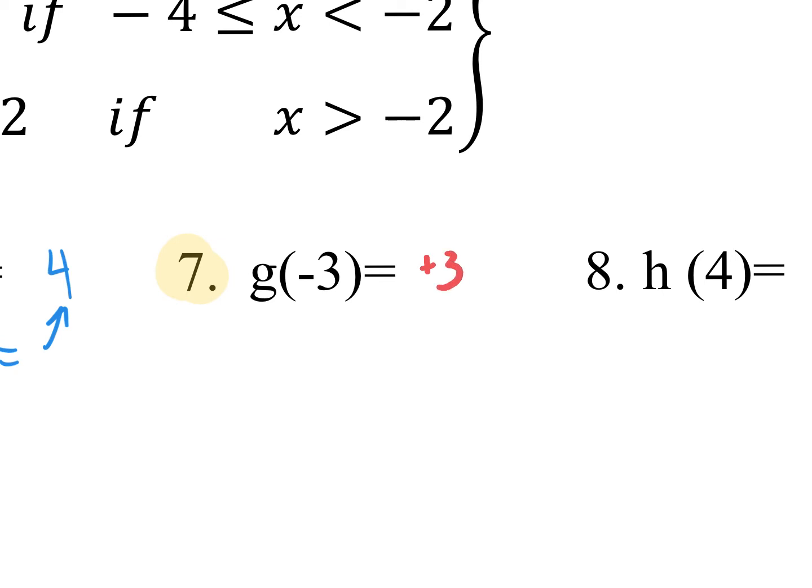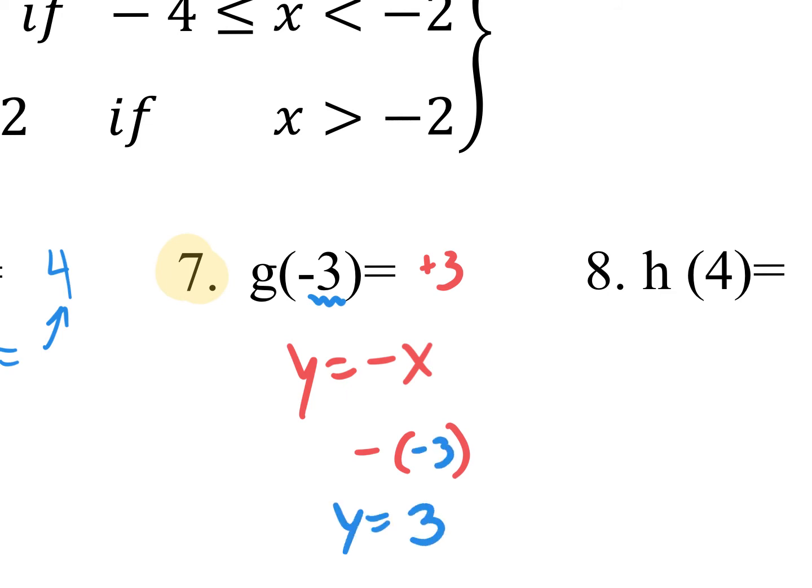That's your answer. Again, because the original function said y equals negative x. And of course, when you plug it in, use parentheses, and you're plugging in that negative 3 right in there. So y ends up being 3, or in this case, g of negative 3 ends up being positive 3.